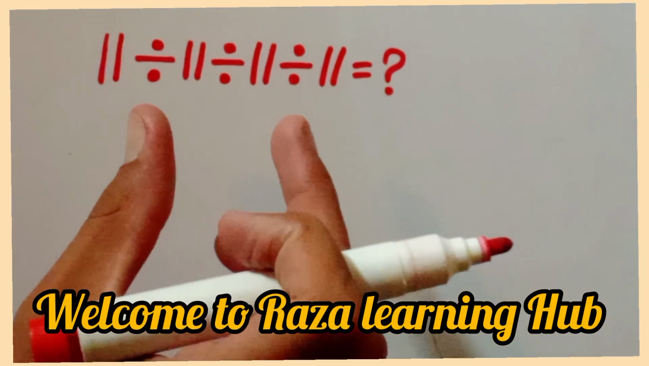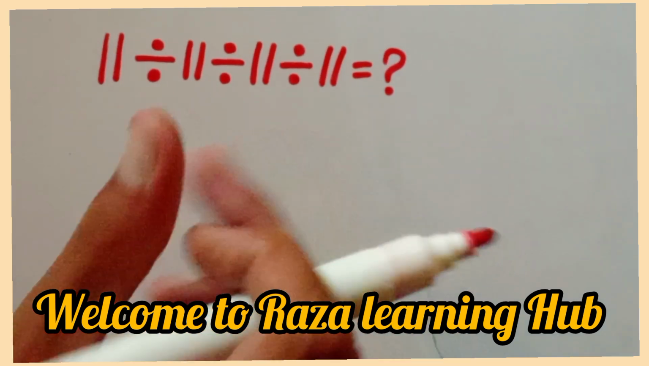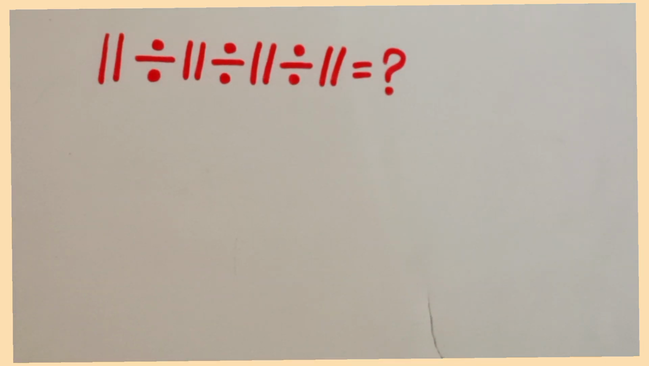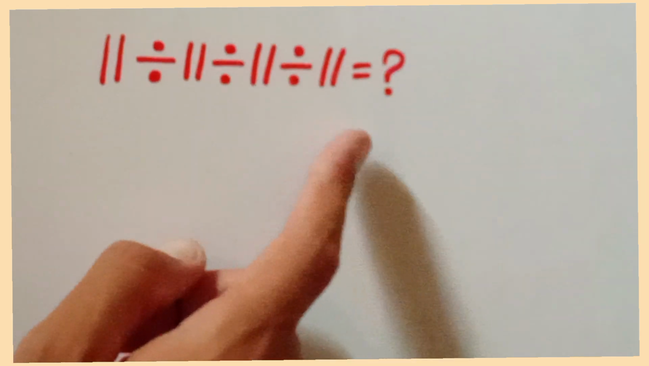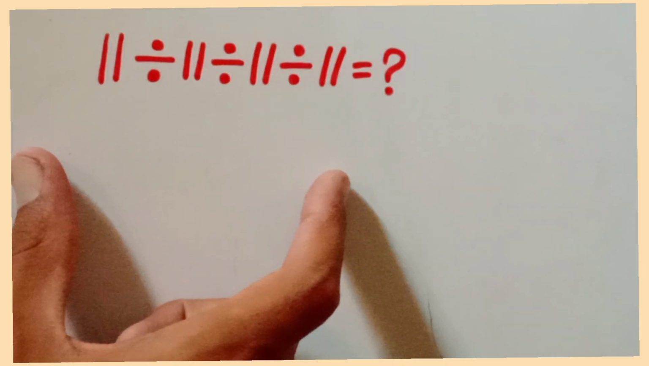In this video we will find the value of this expression, which is 11 divided by 11 divided by 11 divided by 11. So how can we find the value of this expression?